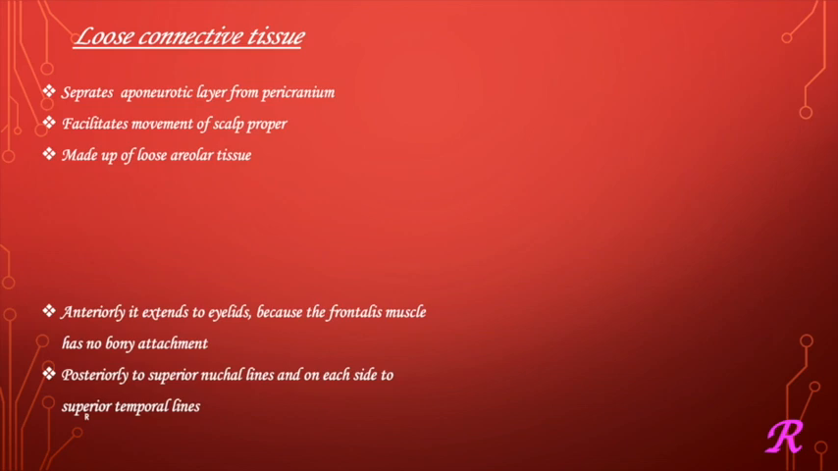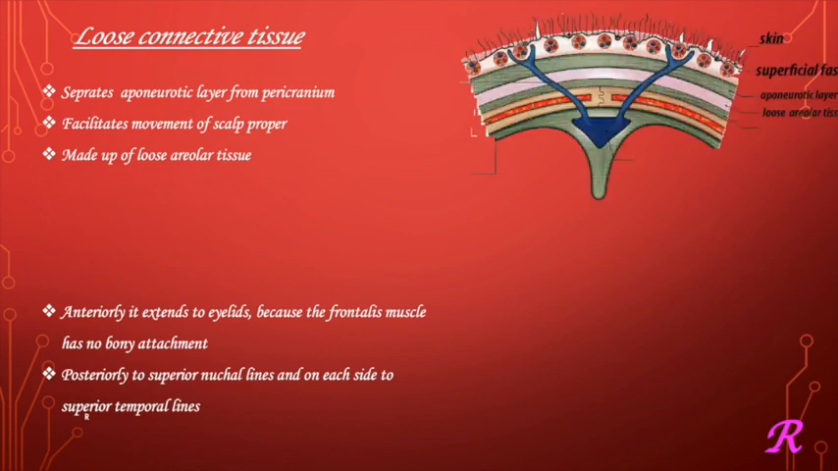The next layer is loose connective tissue. This is the fourth layer. It separates the third layer and the fifth layer, that is, it separates the aponeurotic layer from the pericranium. You can see loose areolar tissue in the picture. It facilitates movement of the scalp proper. While learning about the aponeurotic layer, I told earlier that it is easily movable over the pericranium.